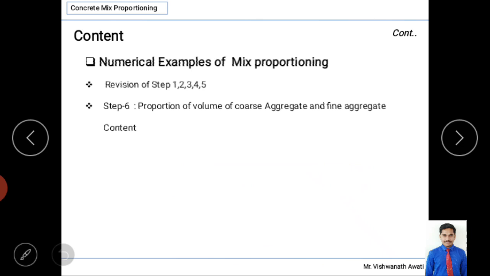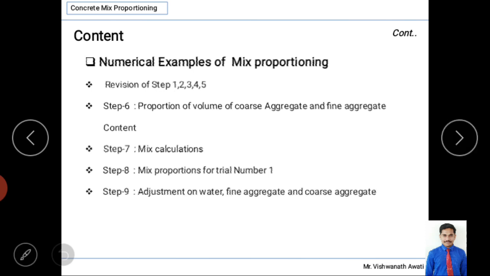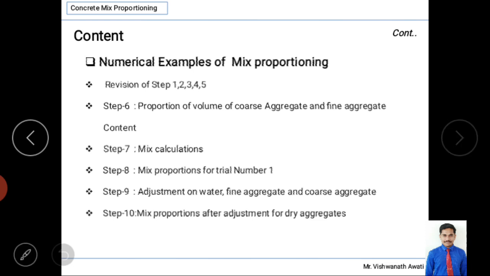Step number 6, proportion of volume of coarse aggregate and fine aggregate content. Step 7, mix calculations. Step 8, mix proportions for trial number 1. Step 9, adjustment on water, fine aggregate, coarse aggregate. Step 10, mix proportions after adjustment for dry aggregates.